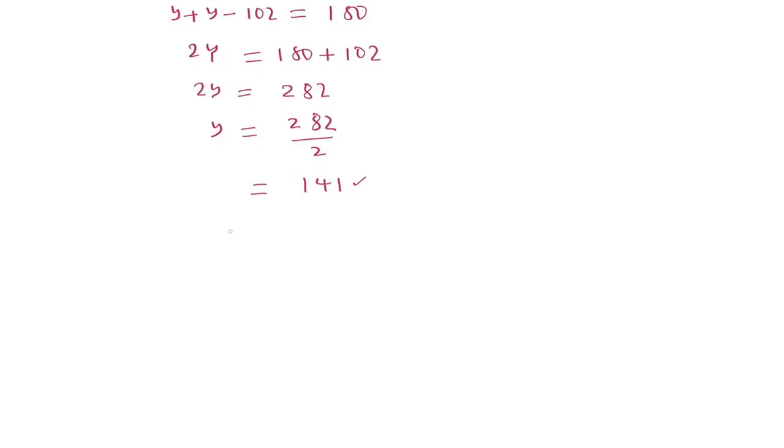Now to find the second angle, we are going to take 141 minus 102, of which this becomes 39 degrees. And those are the values of the two angles requested.